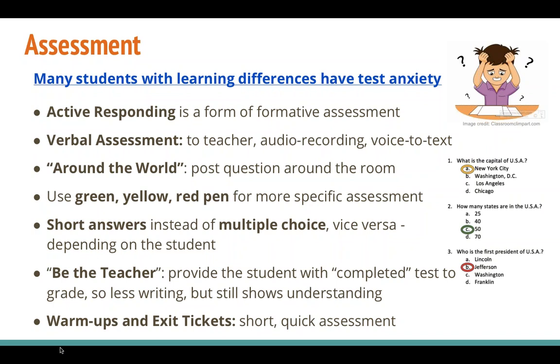And again, warm-ups and exit tickets are a great way to do short, quick assessments, a really good way to form a structure in the classroom, so as soon as students come in, they know what to do. A lot of students who have learning difficulties and behavior difficulties need that kind of structure where there is no lull time. They know exactly what's expected when they come in, so this also prevents any kind of buffer time that they can get distracted or in trouble.